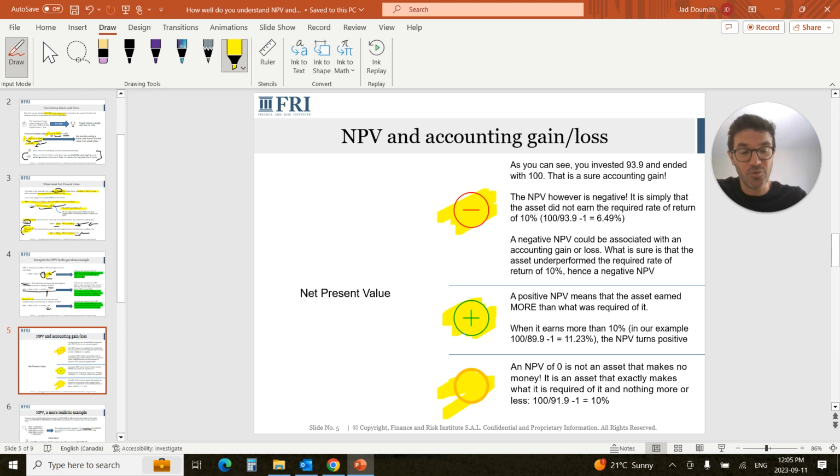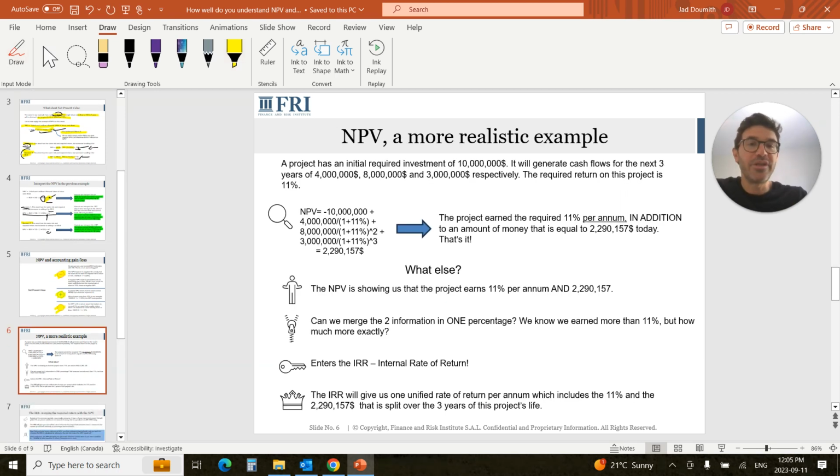And that's nice to know. Let's take a more realistic example. So we have a project with an initial required investment of $10 million. It will generate cash flows for the next 3 years of $4 million, $8 million, and $3 million respectively. The required return on this project is 11%. So we calculate the NPV, which would be equal to a positive 2.29 million.